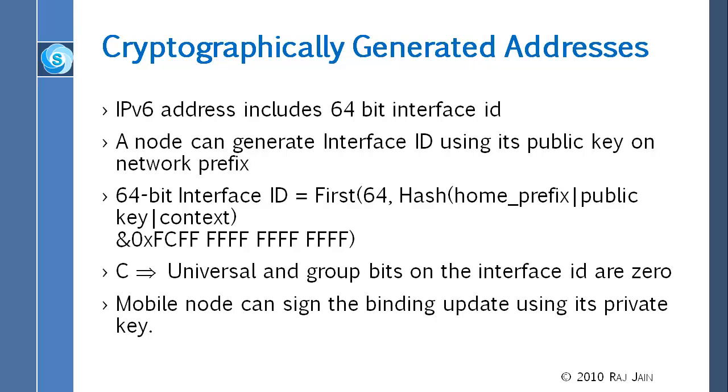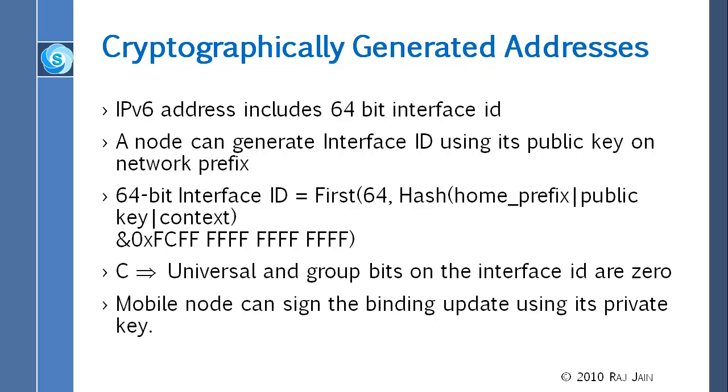They have an RFC which specifies how you can generate an address, and then you can still associate it with your public key. That way somebody can verify, yeah, this is you, because they have your certificate from before. All right, and so a node can generate an interface ID. It can generate the 64 bits using the public key and the network prefix.